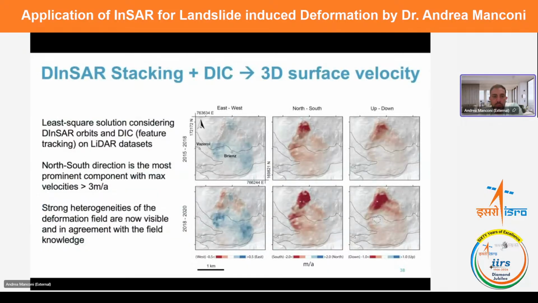You can see the combination between the stacking that I've shown before, plus the digital image correlation, which is getting to a three-dimensional pattern that is much more suitable for interpretation, especially when you have deformations that are in the order of meters per year. And in this case, we have two different periods of about 3 years, and we can see the evolution of the landslide and the clear acceleration of the upper portion that was the one that then failed in 23.